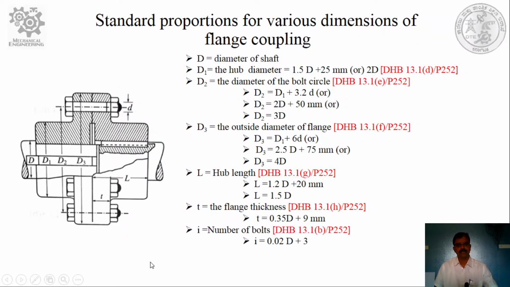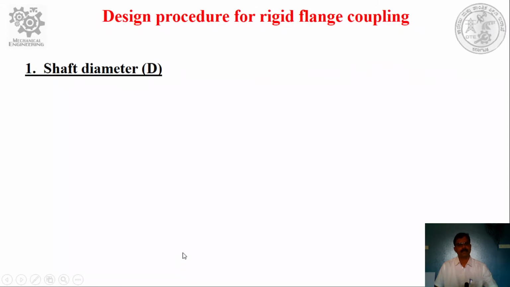And i is the number of bolts to fasten the two flanges. That is, i is equal to 0.02D plus 3. That gives the number of bolts required to fasten, based on the shaft diameter.